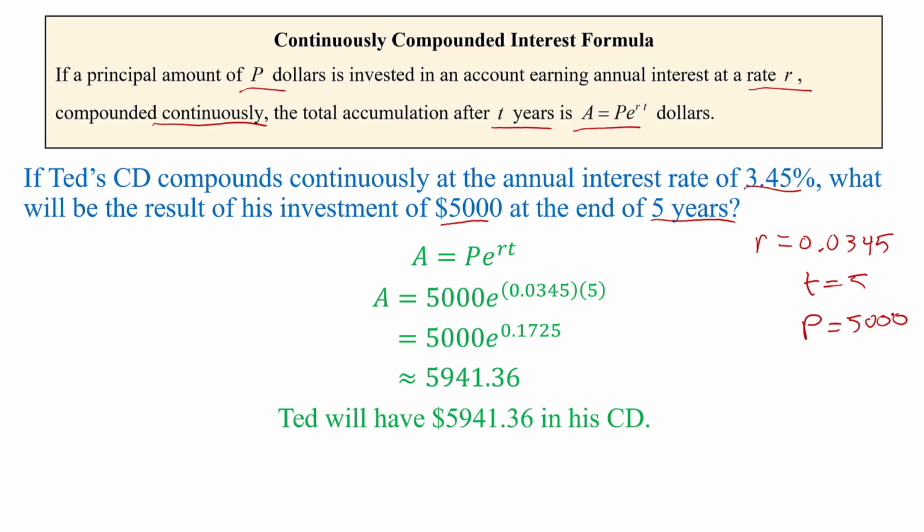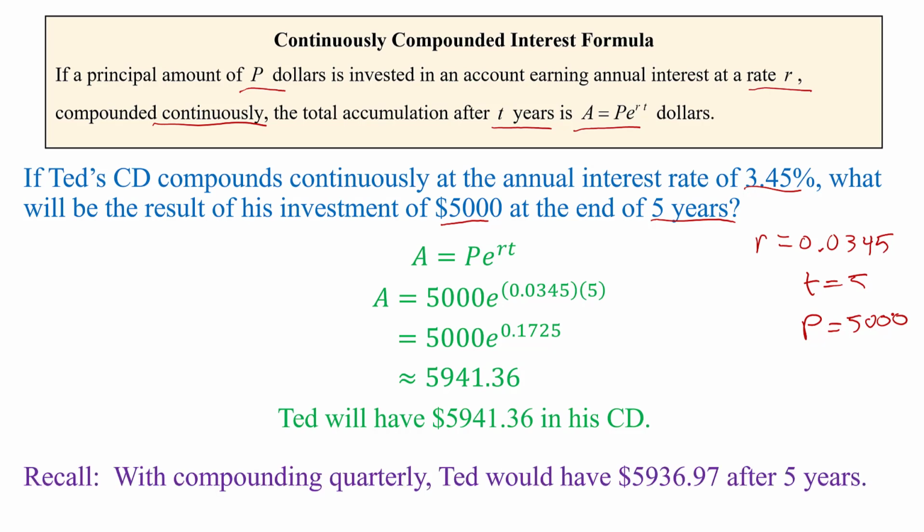Okay, so one note here, while you're working through this lesson, use your own calculator to try to plug in the values in our formula. Make sure you can use your own calculator to get these same numbers that I'm coming up with. And one note here, when we compounded Ted's interest quarterly, we would have had $5,936.97 after 5 years. Here there's a tiny bit more, but not significantly so.